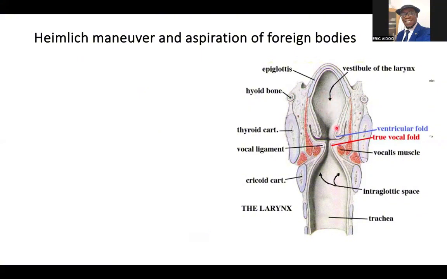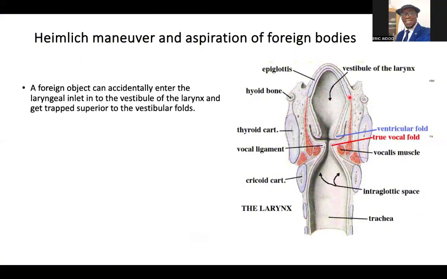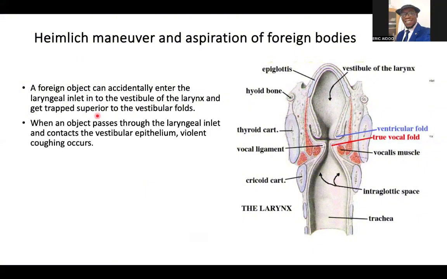And because the epithelium of the ventricular fold is very, very sensitive, it causes this kind of violent coughing. Okay, so a foreign object can accidentally enter the laryngeal inlet into the vestibule of the larynx and get trapped superior to the vestibular fold. So these are the vestibular folds, so it will be trapped here. When an object passes through the laryngeal inlet and contacts the vestibular epithelium, violent coughing occurs. So there's a reflex action that causes a lot of coughs.